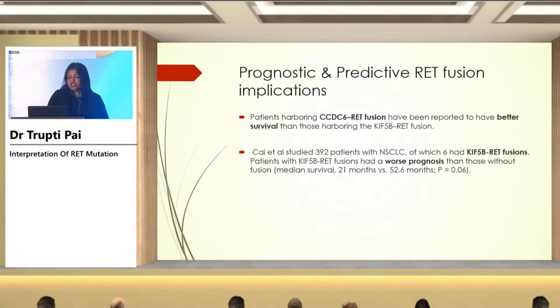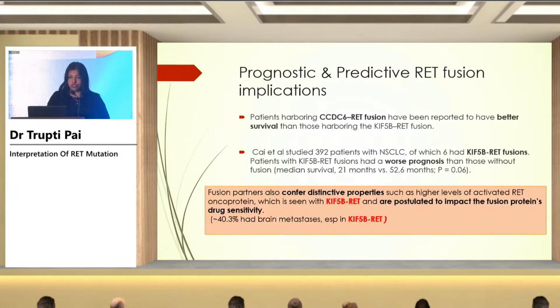For ROS, we don't have much data, but in RET, it is seen that CCDC6 fusion protein has a better survival as compared to the most common fusion partner. Also, the chances of CNS mets are more common with KIF5B. And there is also some data postulating that these fusion partners may affect the sensitivity to RET TKIs. That means there is some data to suggest that there is importance in knowing the fusion partners.